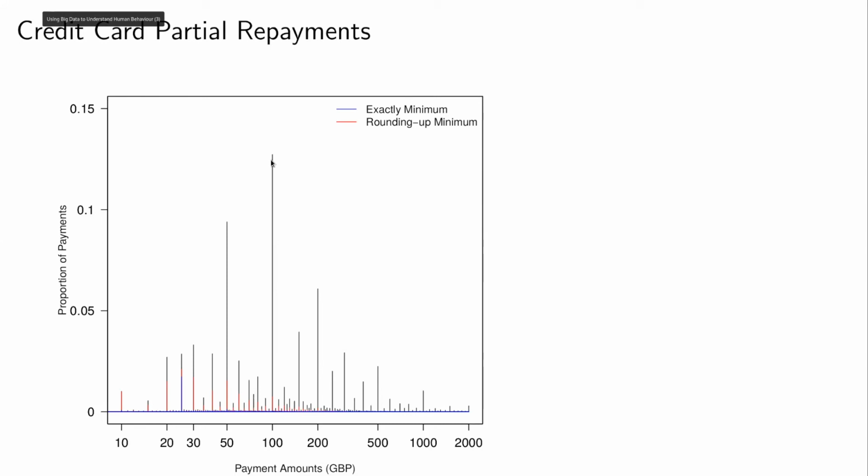is to just pay £100. If they don't pay £100, they pay 50. If they don't pay 50, they'll probably pay 200 or 150 or so on. And all of these spikes are the sums of money that people actually repay. Hardly anyone's repaying, say, £90 or £95, they're not paying these non-round numbers. People are really drawn to pay nice round numbers. And that suggests to me two things.